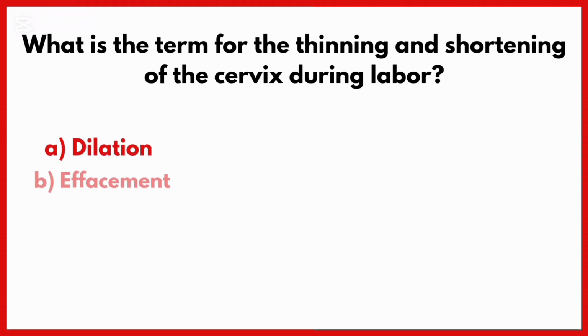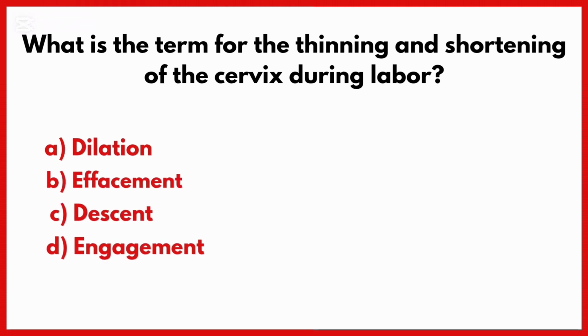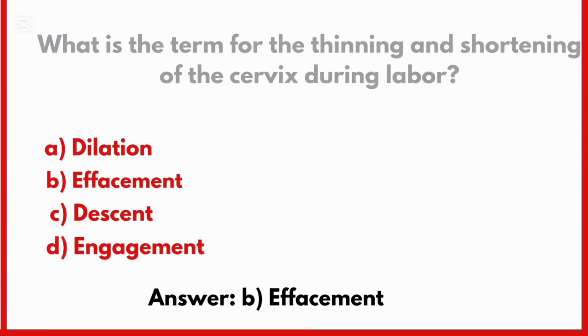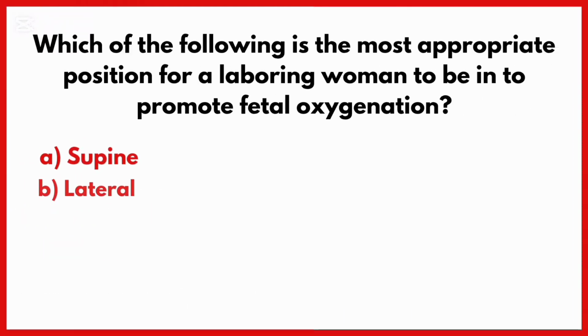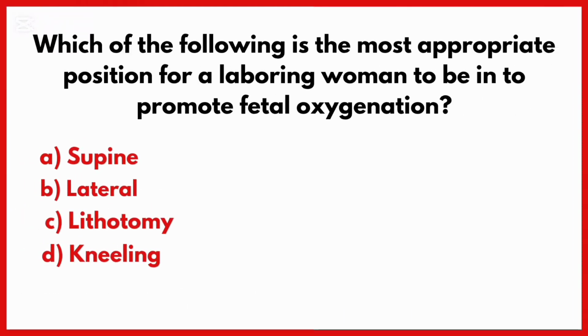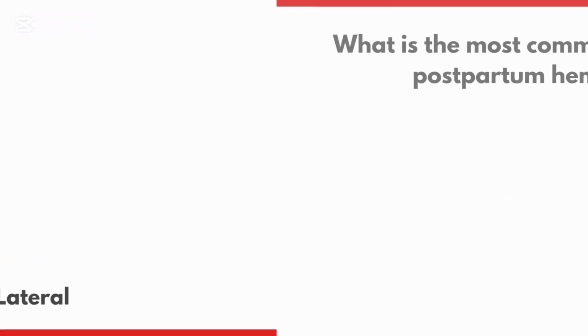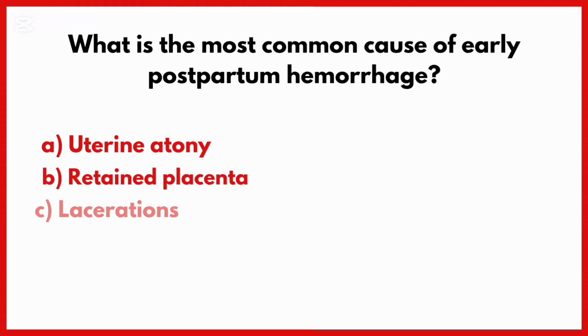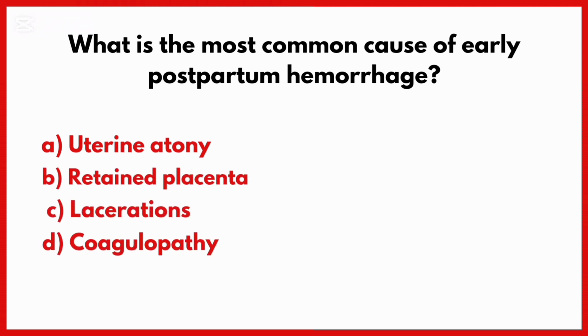What is the term for the thinning and shortening of the cervix during labor? Correct answer is option B, effacement. Which of the following is the most appropriate position for a laboring woman to be in to promote fetal oxygenation? Correct answer is option B, lateral. What is the most common cause of early postpartum hemorrhage? Correct answer is option A, uterine atony.